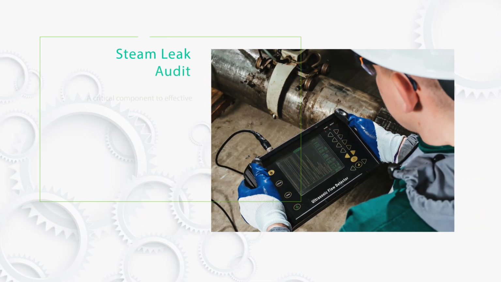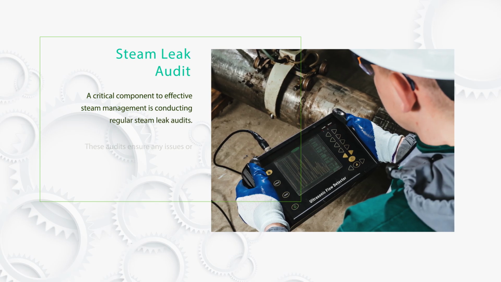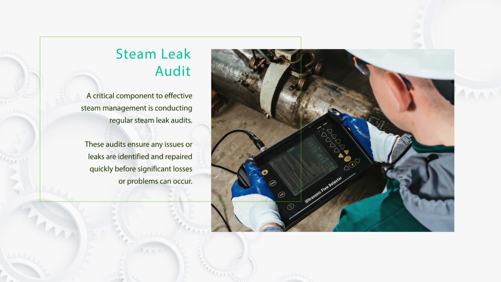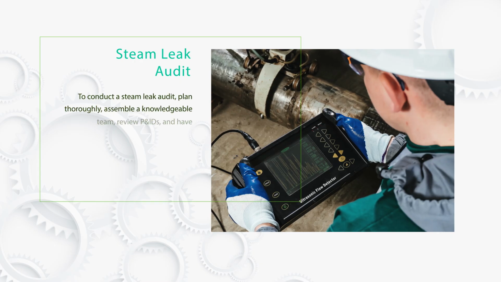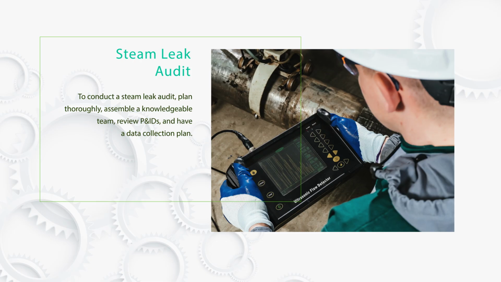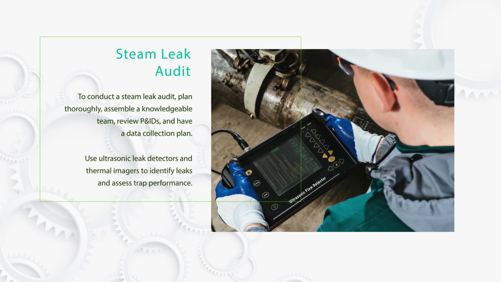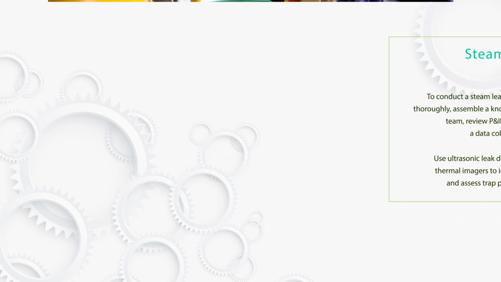A critical component to effective steam management is conducting regular steam leak audits. These audits ensure any issues or leaks are identified and repaired quickly before significant losses or problems can occur. To conduct a steam leak audit, plan thoroughly, assemble a knowledgeable team, review P&IDs, and have a data collection plan. Use ultrasonic leak detectors and thermal imagers to identify leaks and assess trap performance.